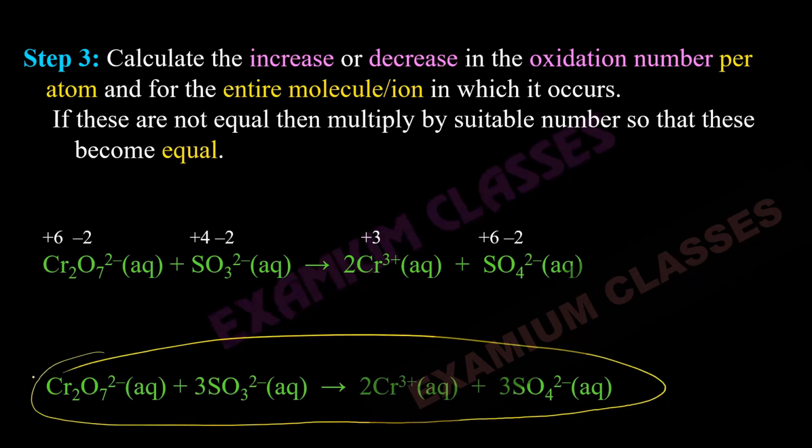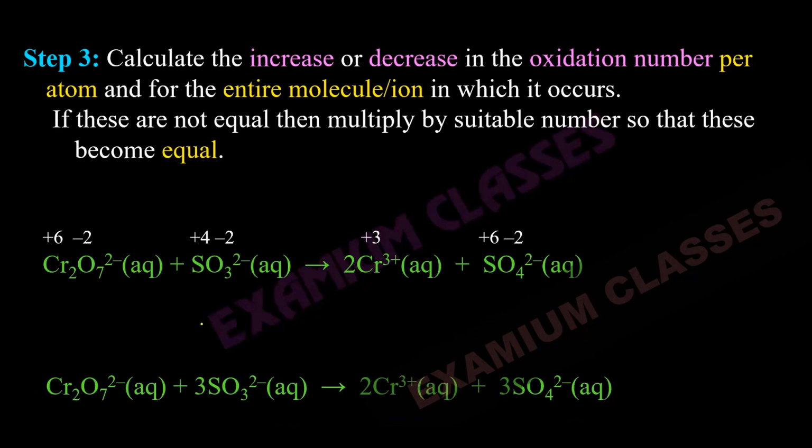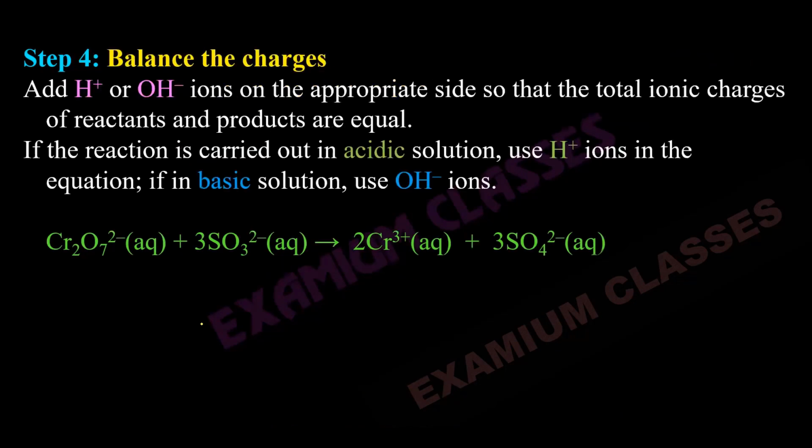So the third step is to equate the increase and decrease per molecule or ion. Third step done. Now the fourth step. The fourth step is to balance the charge. How to balance the charge? Charge will be balanced either by adding H+ or OH-, depending on whether the medium is acidic or basic. If the medium is acidic, I will add H+ to balance the charge. If the reaction is in basic medium, then I will add OH- on the appropriate side to balance the charge.